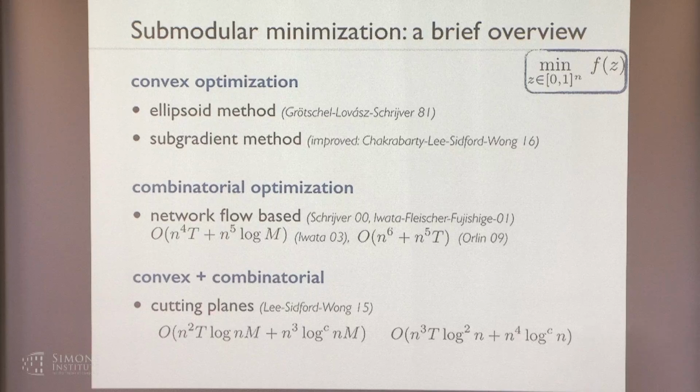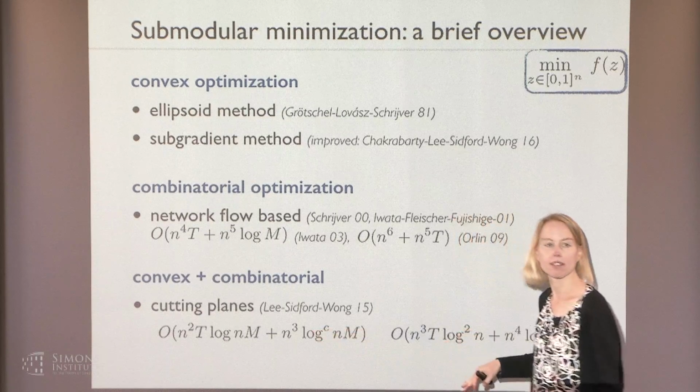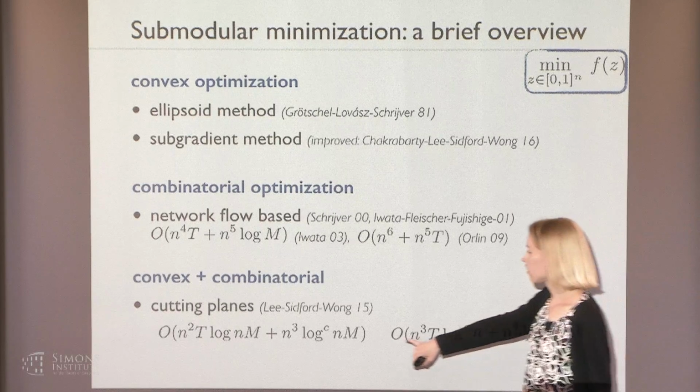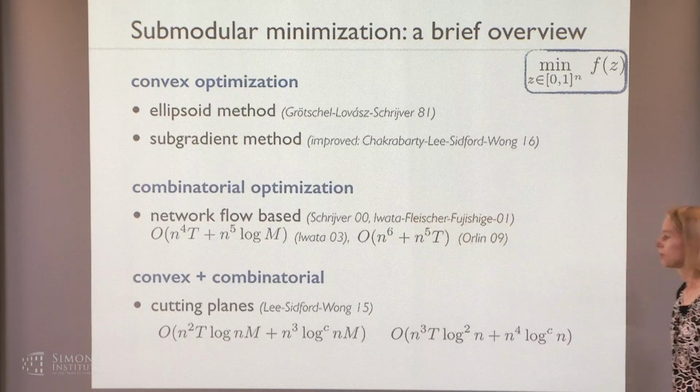Basically, improvements to cutting plane methods lead to further improvements in the best running times. So what are T and M? M is the maximum function value, and T is the time to evaluate the function. And of course you can think of other ways to do it. This is sort of a brief overview.